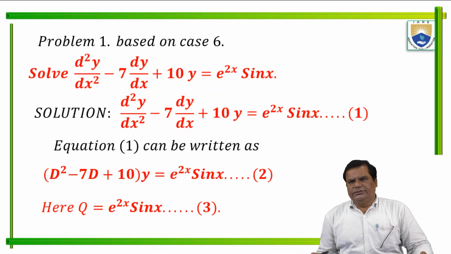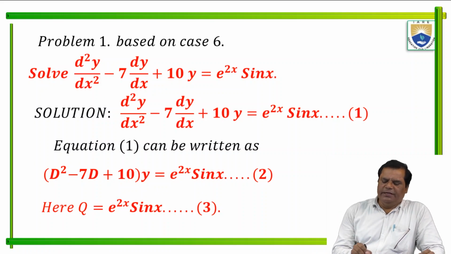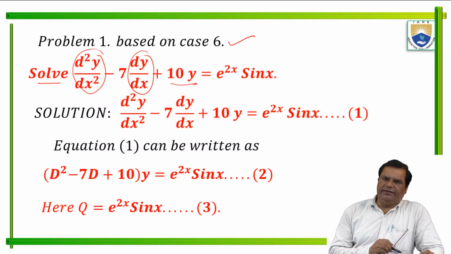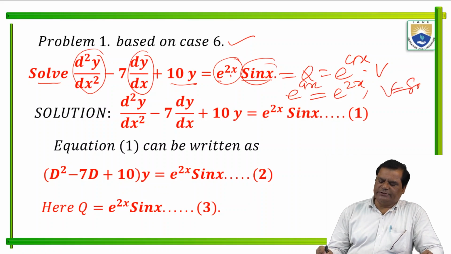So, problem 1 based on case 6. We have taken one problem here to show how we can solve it, applying case 6 in this question. Problem 1 based on case 6: solve d2y/dx2 minus 7 dy/dx plus 10y equals e to the power 2x into sin x. So this is Q equal to e to the power ax into V, where V is sin x. Here e to the power ax is e to the power 2x and V is sin x.